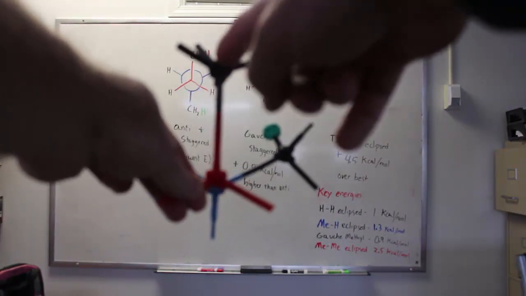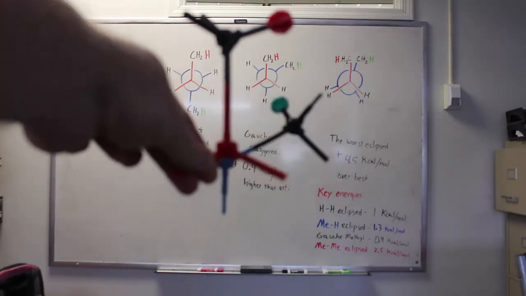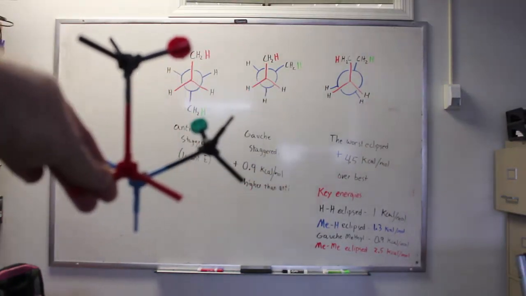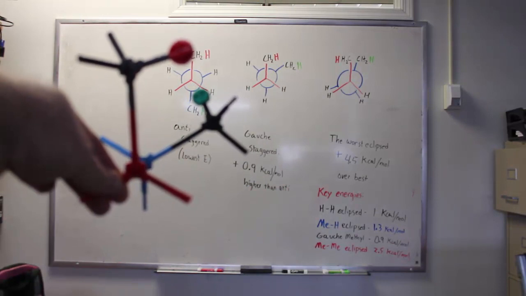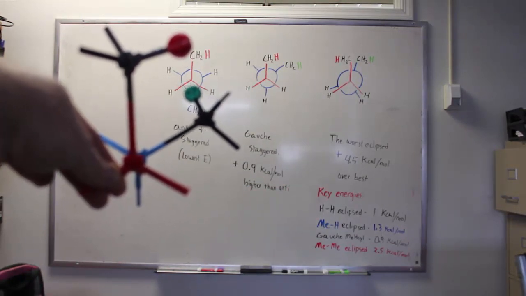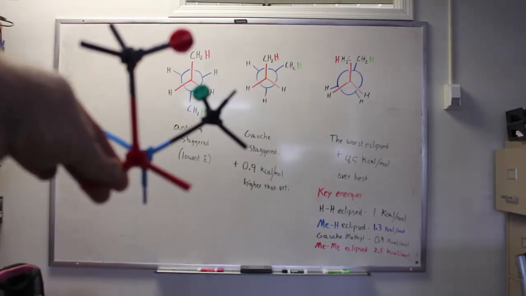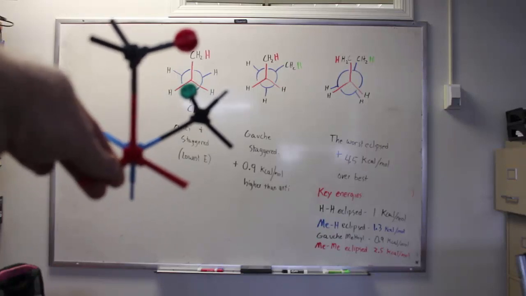This relationship between where the 2 methyls are is referred to as gauche. So we have a gauche methyl arrangement here, although everything else is staggered. So this is 0.9 kcals per mole higher than the Newman projection we were just looking at.